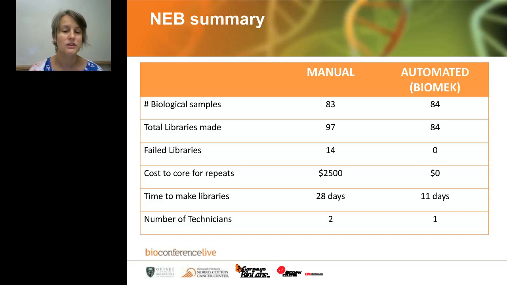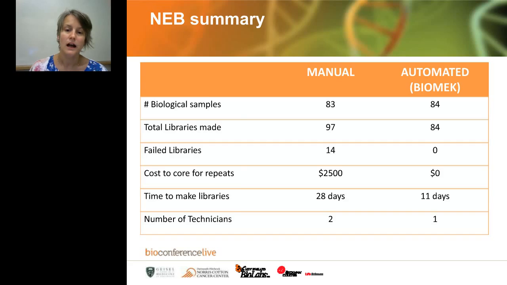The cost of reagents for this was around $2,500. So automatically, we had an extra cost just for having to repeat the libraries. From start to finish, bearing in mind we were doing other projects at the same time, it took us 28 days to make the 83 or 97 libraries manually, and 2 technicians worked on this together.